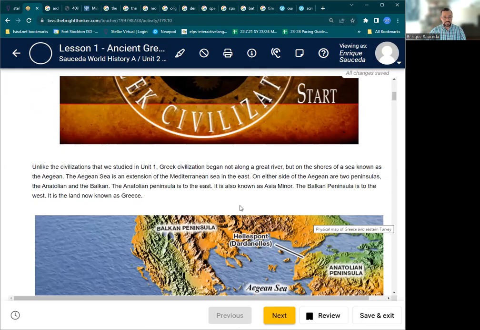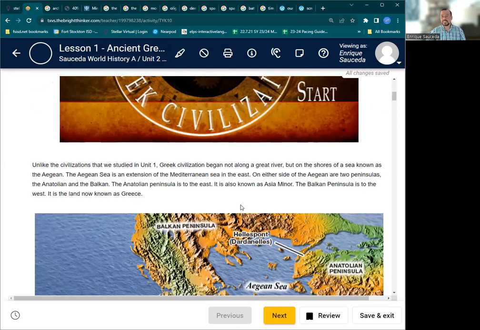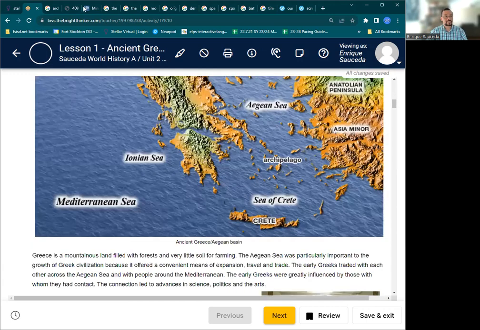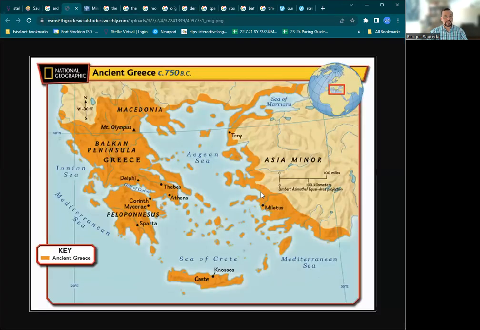Unlike the civilizations that we studied in Unit 1, the Greek civilization began not along a great river, but along the shores of a sea known as the Aegean, which is the sea right in here between Greece and Turkey. The Aegean Sea is the extension of the Mediterranean Sea in the east. On the other side of the Aegean are two peninsulas, the Anatolian and the Balkans. The Anatolian Peninsula to the east, also known as Asia Minor, which would be Turkey. And the Balkans to the west, also known as Greece. So that's the Aegean Sea. There's Asia Minor. There are the Balkans.